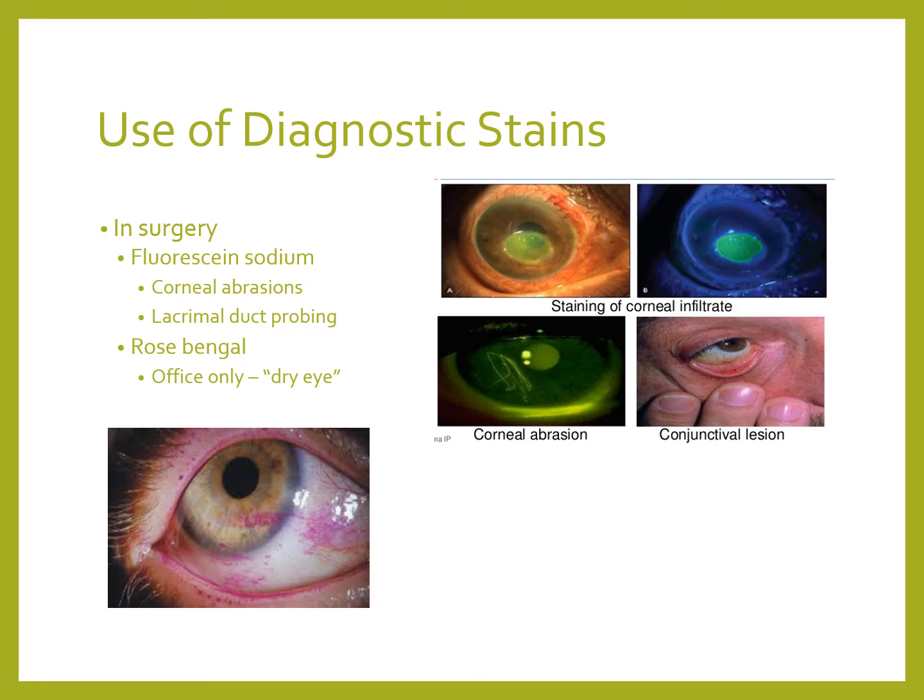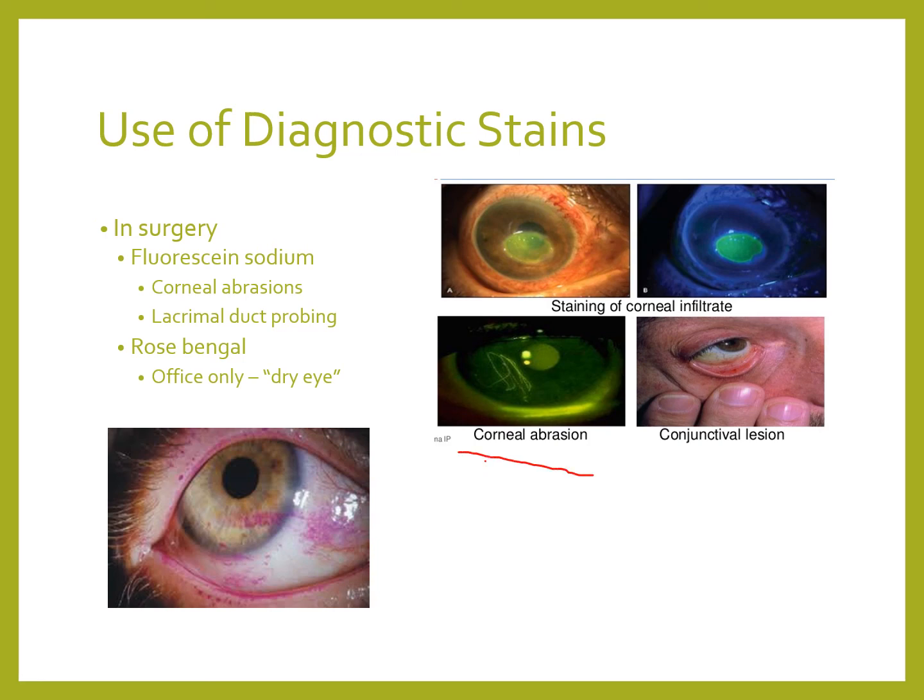In surgery, fluorescein sodium is a non-toxic water-soluble dye that's applied to the cornea and the conjunctiva to identify areas of epithelium that may have had damage to them, or also to locate foreign bodies. It's going to diagnose corneal abrasions by staining them bright green. You can see on the slide here the bright green for that corneal abrasion on the bottom left.